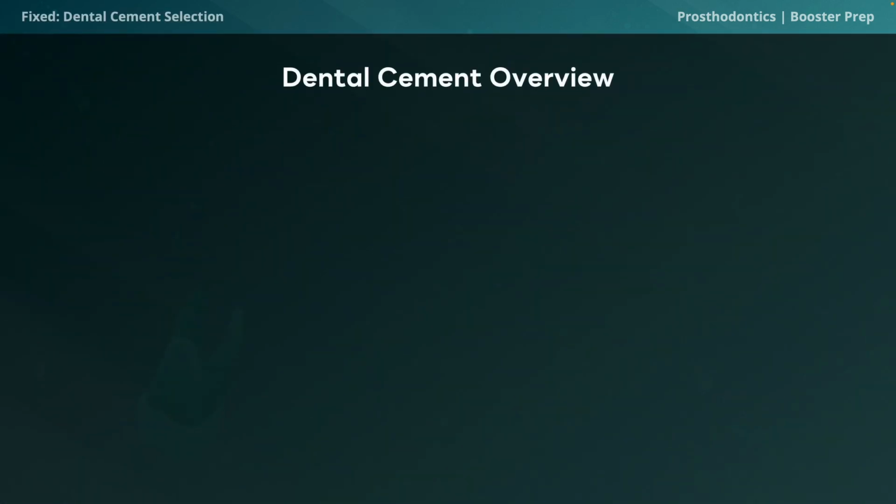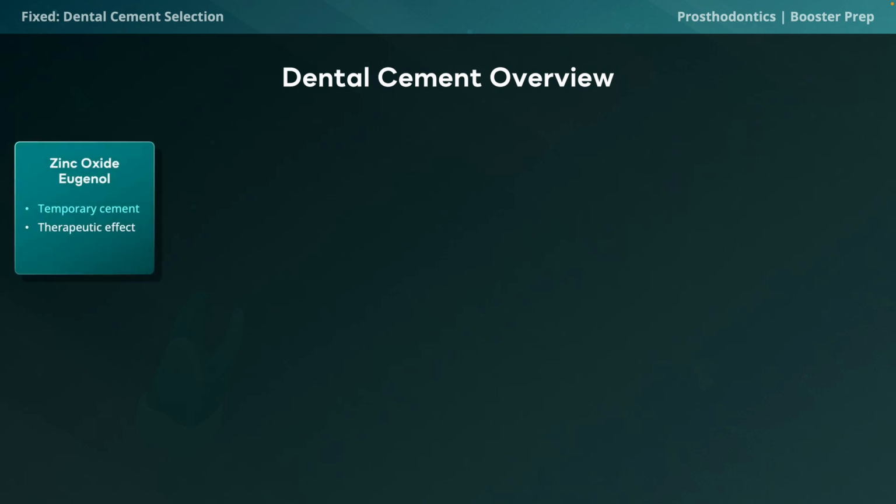There are 6 main categories of dental cements to focus on for the exam, each with their own unique characteristics. Let's go over them in detail, starting with zinc oxide eugenol. Zinc oxide eugenol is primarily used as a temporary cement because not only does it have a soothing effect on the pulp, but it's also easy to remove.